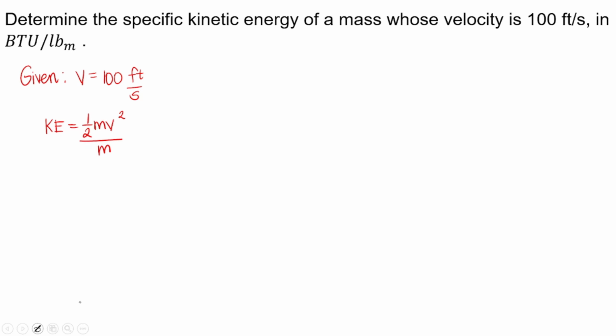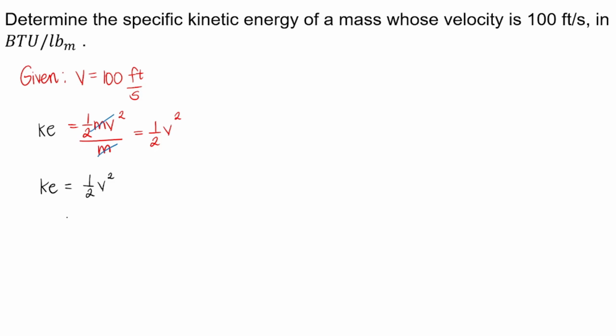So, what will happen? Cancel lang yung mass. So, ano matitirang formula? So, we will have 1/2 times velocity squared. So, using this formula, we can get the specific kinetic energy. So, let's proceed. So, again, kapag specific kinetic energy, this should be written in small letters. So, our specific kinetic energy is equal to 1/2 times the velocity squared.